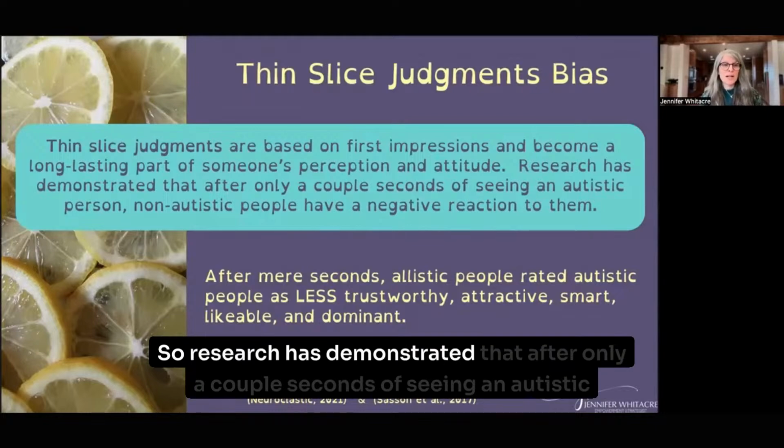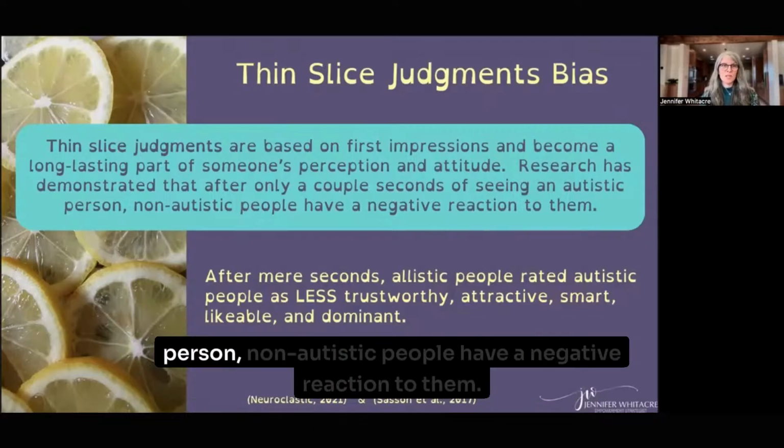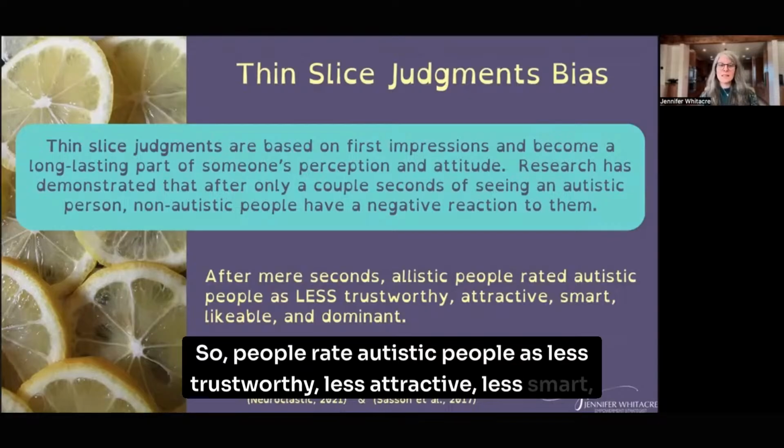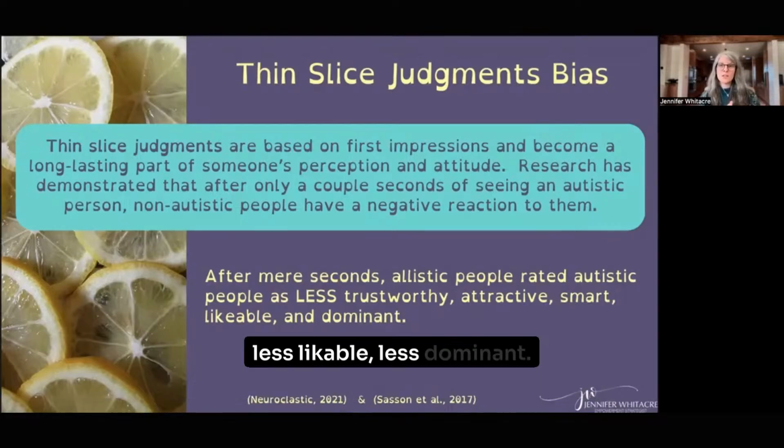Research has demonstrated that after only a couple seconds of seeing an autistic person, non-autistic people have a negative reaction to them. So people rate autistic people as less trustworthy, less attractive, less smart, less likable, less dominant.